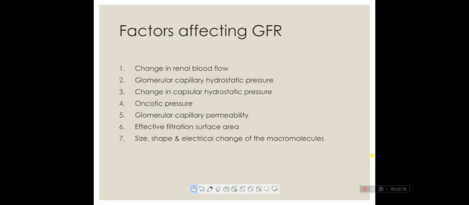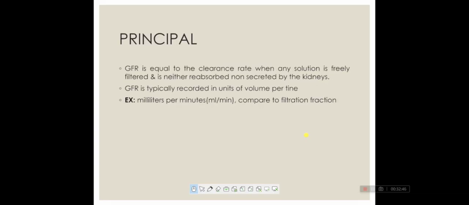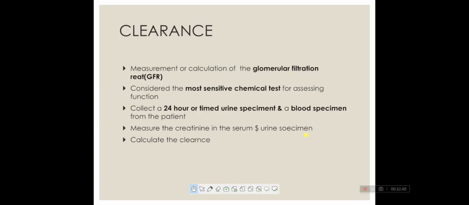So what are the factors that will affect the GFR? First of all, a change in renal blood flow may affect it. Glomerular capillary hydrostatic pressure may affect the glomerular filtration rate. A change in the capsular hydrostatic pressure or osmotic pressure, glomerular capillary permeability, and the size, shape, and electrical charge of the macromolecules may also affect the levels of glomerular filtration rate.